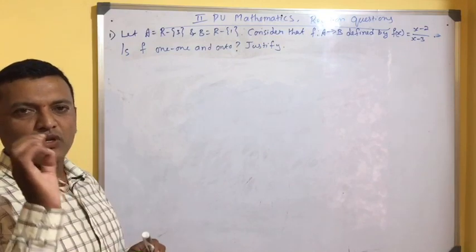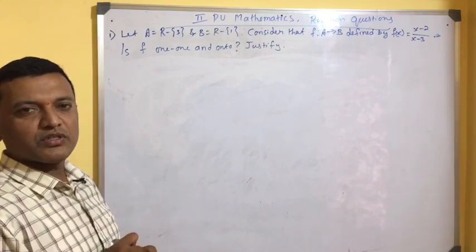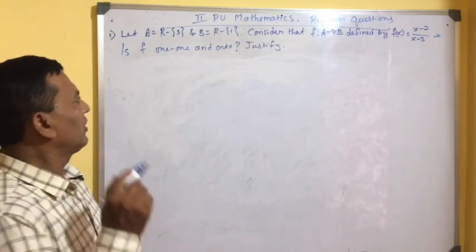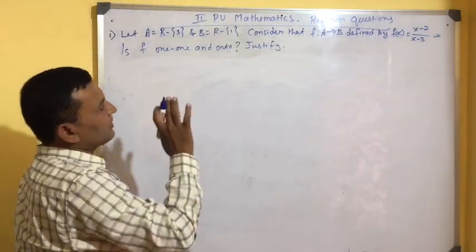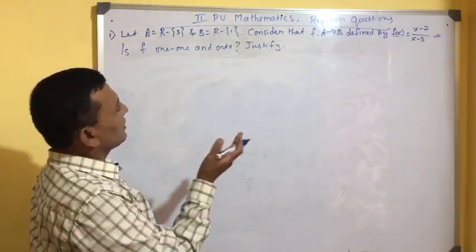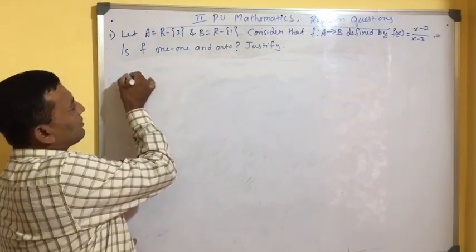See, very easy to score. You can use this technique. The same technique will be used for all the questions and you can easily score this one. Now we'll see first: is f one-one or not? If yes, then we have to justify our answer, yes or no. Now I'll check it first.